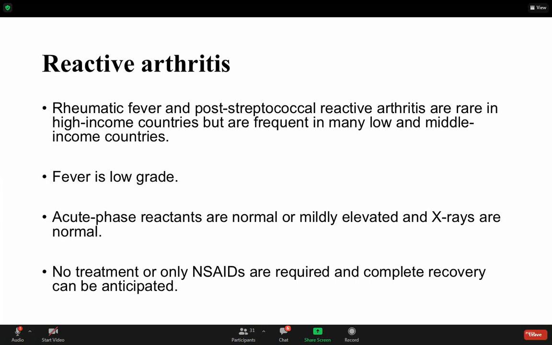The fever is low grade. Acute phase reactants are normal or mildly elevated. X-rays will be normal. Usually no treatment is required. If any, you will give them just NSAIDs. NSAIDs reduce the inflammation and will control the pain. Complete recovery can be anticipated. Okay? Reactive arthritis is somewhat similar to transient synovitis, okay? But here it's not a true infection in the joint.